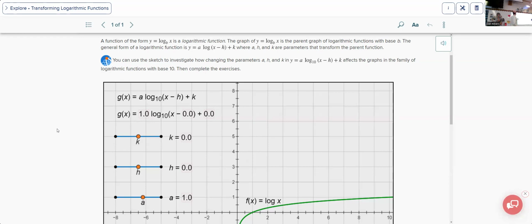The general form is here, y equals a log of x minus h plus k. We have seen these variables, a, h, and k, over and over and over and over throughout the school year. A, what does a do in a function?